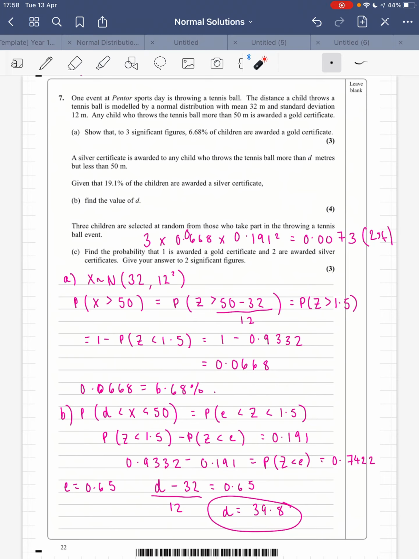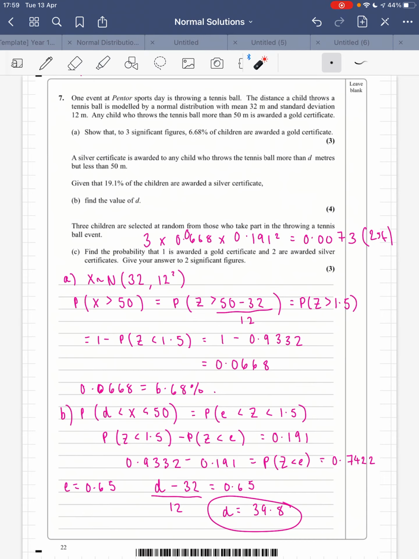It's a 9. The very last question, I'm a little bit confused why it's worth 3 marks. It's very straightforward. To find the probability that 3 children are selected at random from those who take part in the throwing a tennis ball event, find the probability that one of them is awarded a gold certificate and 2 of them are awarded silver certificates. Give your answer to 3 significant figures.